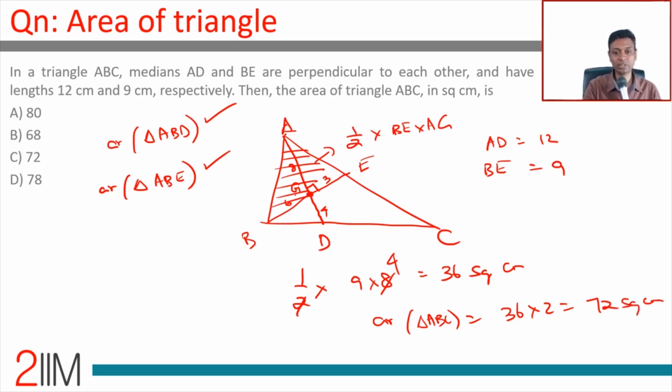The other way of doing this, taking area of triangle ABD as half into 12 into 6. 36 into 2, 72. Meeting point of medians is centroid. Centroid divides median in the ratio 2:1. The median divides a triangle into two triangles of equal area. Those are the ideas we are using here. Once again, a wonderfully tough question. Once again, one that I struggled with, but beautiful. The moment you pick that centroid divides median in the ratio 2:1.